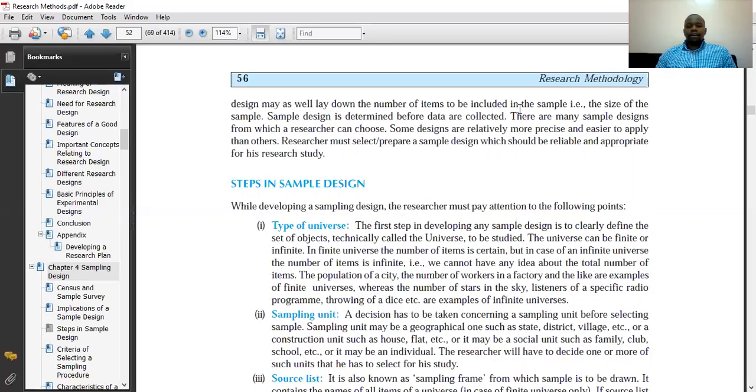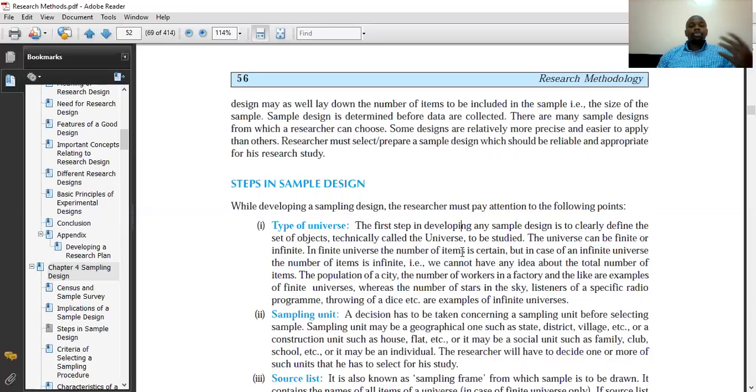There is a finite universe, and there is an infinite universe. A finite universe is one that contains a population that you can count. So universe is basically population. Okay, a finite universe is a population that you can count. All right, that has a quantitative value, like the population of a city, or the number of students in a school, if you are doing your research in a school, right?